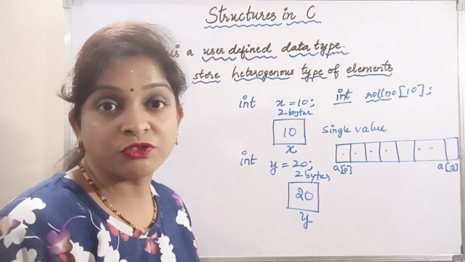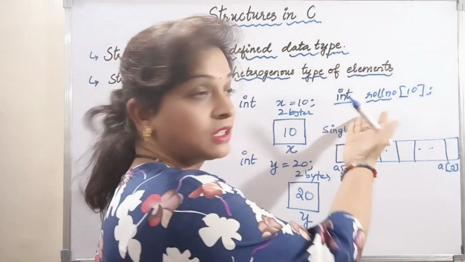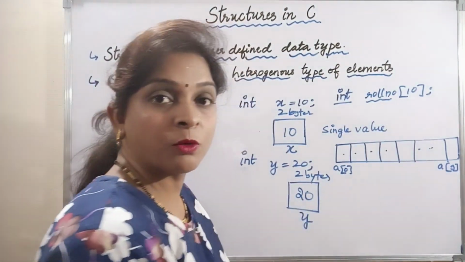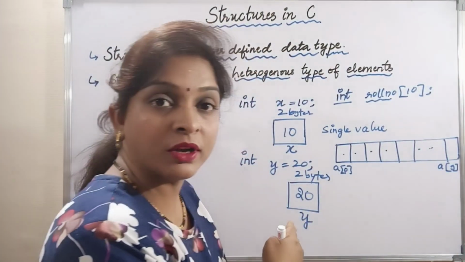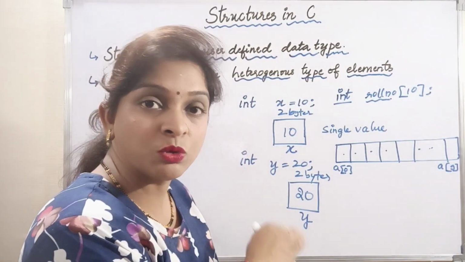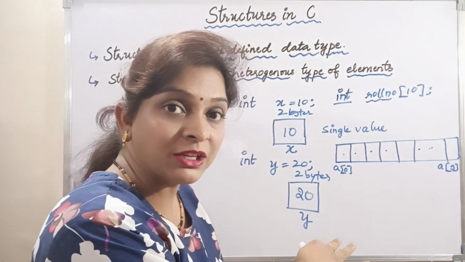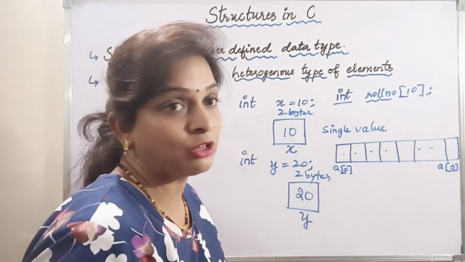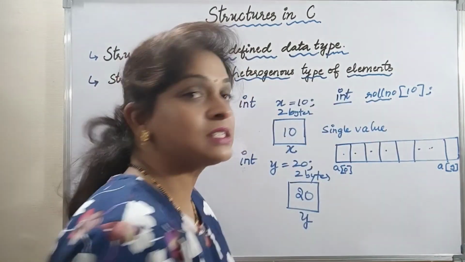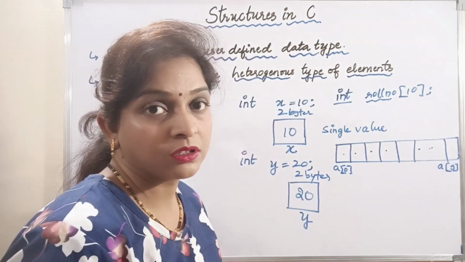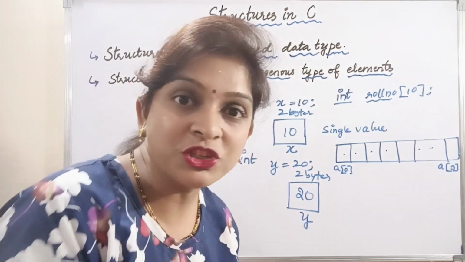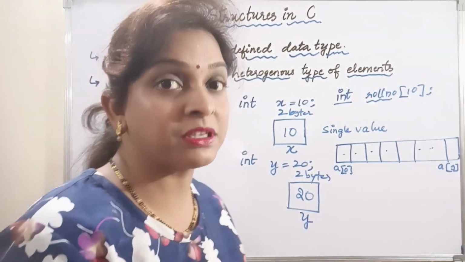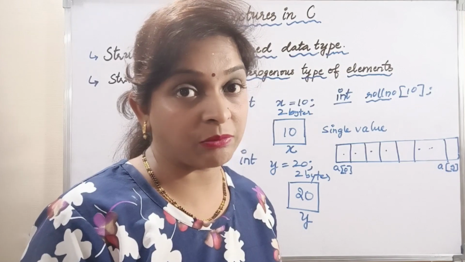So what is the solution for that? I go with arrays. So I want to store the roll numbers of 10 students. So what does the array say? You allocate a block of memory, and in that block of memory you can store multiple values, but those multiple values must be of the same type, that is integer. That is the drawback of arrays. Array says it is a homogeneous collection of elements, means elements should be of the same type.